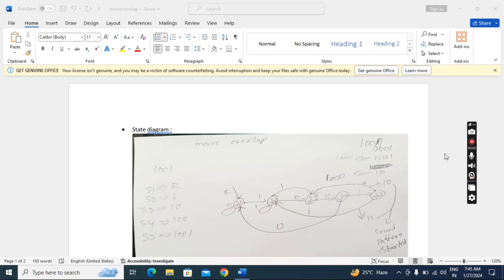In this lecture, we will see the excitation table for a state machine. If we want to make an excitation table, first we need a state diagram. Then from that we have to make the state table, and from the state table we can make the excitation table. So first we'll consider the Mealy overlap.